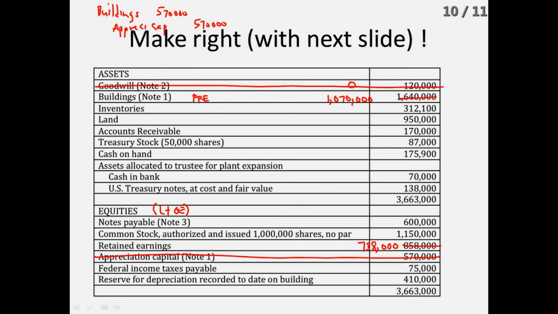Reserve for depreciation recorded to date on building. Is this in the right spot? No. So what are we doing here? We need to take this here, and move it up here. But what happens when we move it up here? We're going to get a little bit screwed up, right? Because we're subtracting 410 here, and then we would be adding 410 here. So how do we move it?